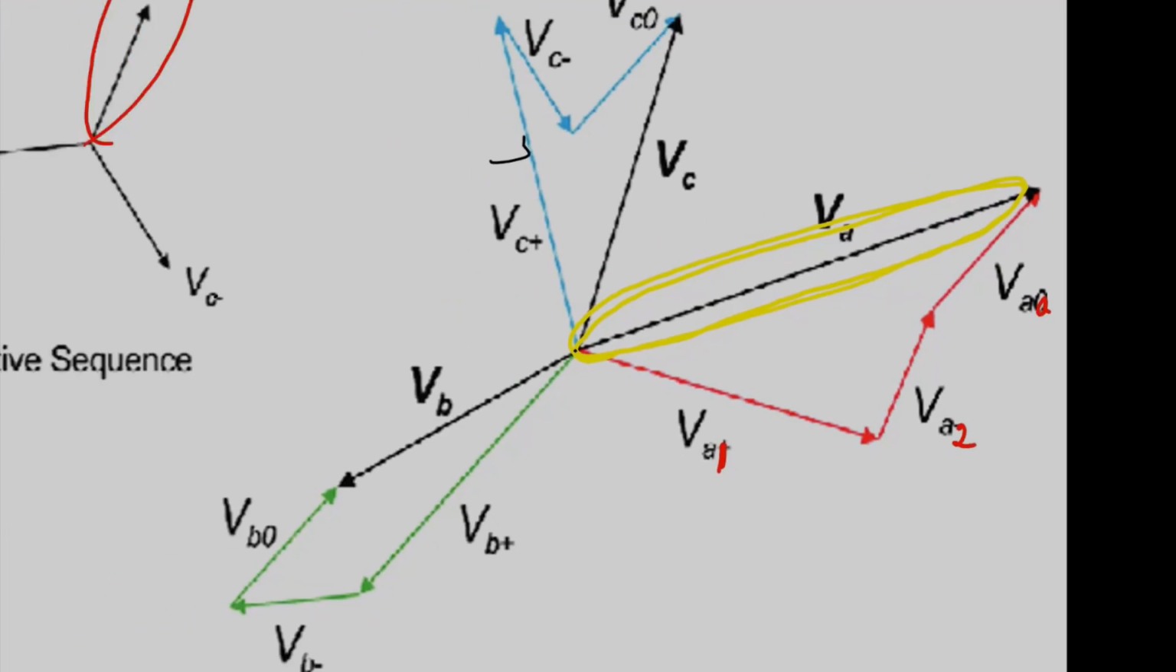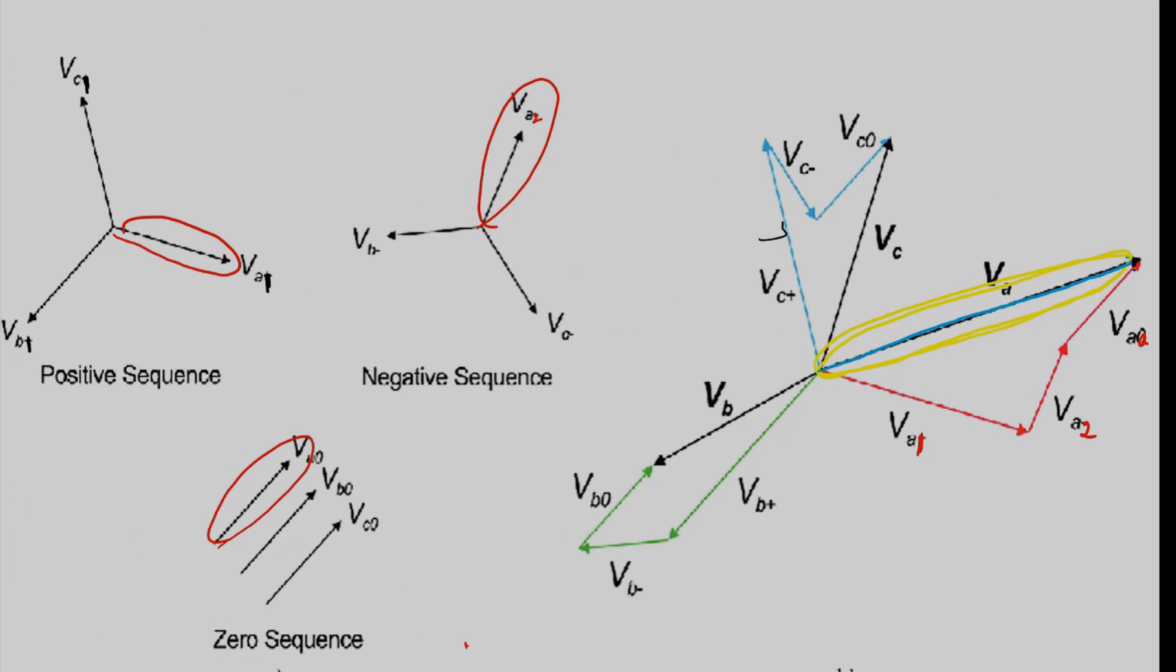Understand? This is your VA. Likewise, you will get VB and VC also by adding their respective components. That means for getting VB, you have to add VB1, VB2 and VB0 vectorially, then you are going to get this VB. Likewise, we will get VC. So if you vectorially add these three components, then you are going to get the original unbalanced phasors.